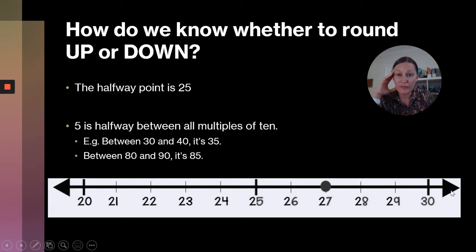And 5 is halfway between all multiples of 10. So if this number was 30, and this was 40, then 35 would be in the middle. If it was 80 and 90, 85 would be in the middle. Okay, so the numbers that end in 5 are the halfway point.